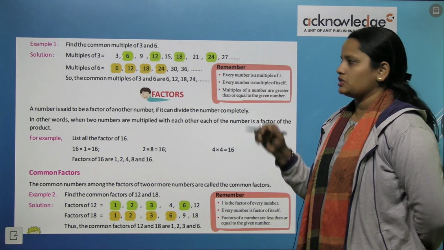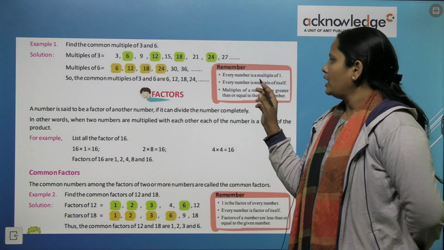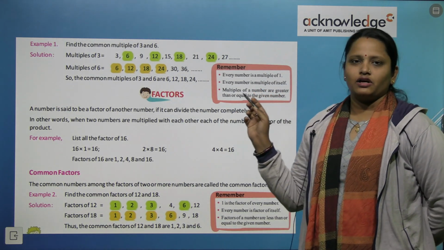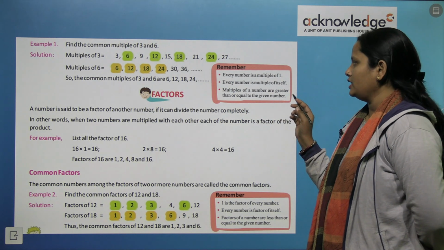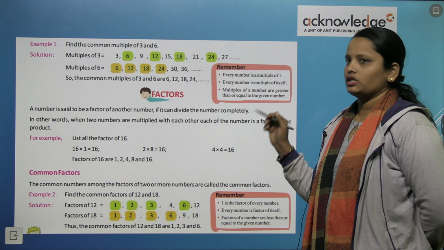Every number is a multiple of 1. जितने भी numbers हैं वो 1 के multiple होते हैं. Every number is a multiple of itself. हर number को 1 से multiply किया जाता है. Multiples of a number are greater than or equal to the given number.